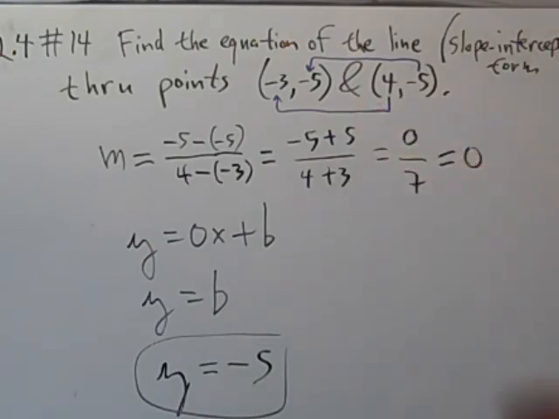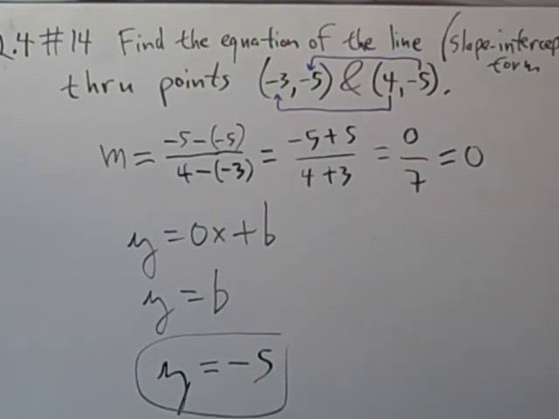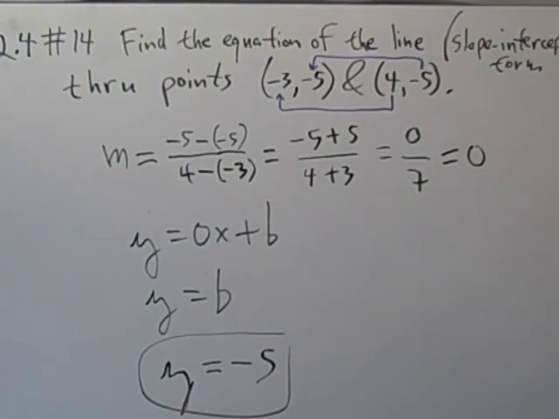So substituting one of these values for y in, for b, we have the equation of the line. This is the horizontal line through -5 on the y-axis.